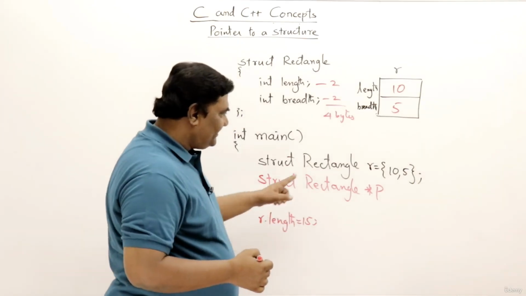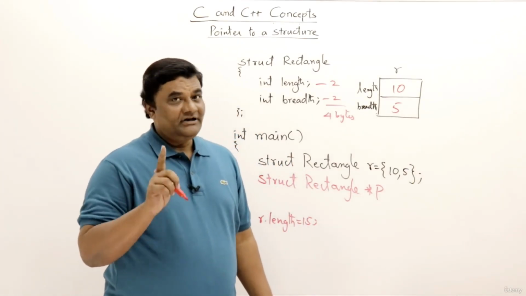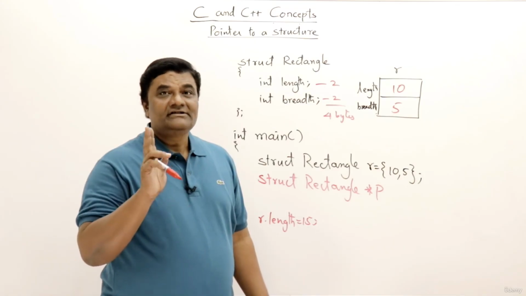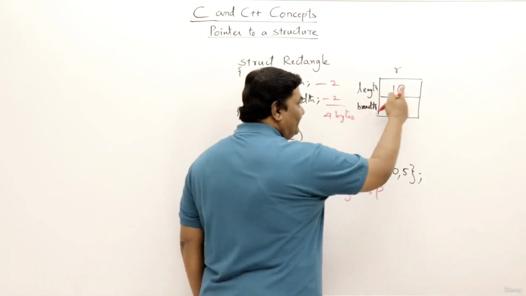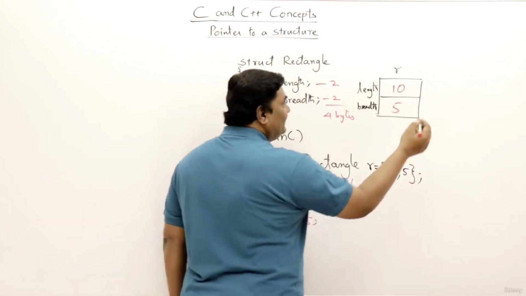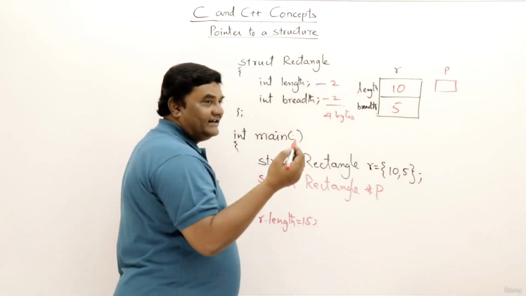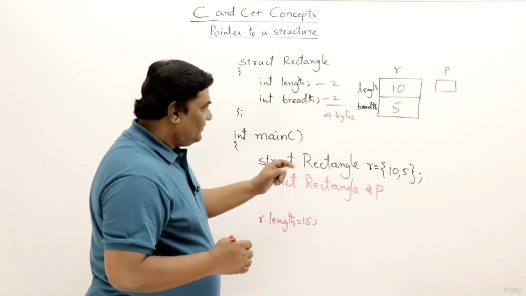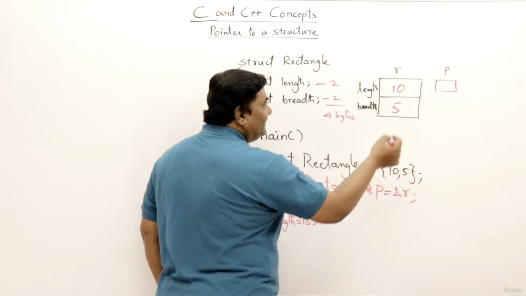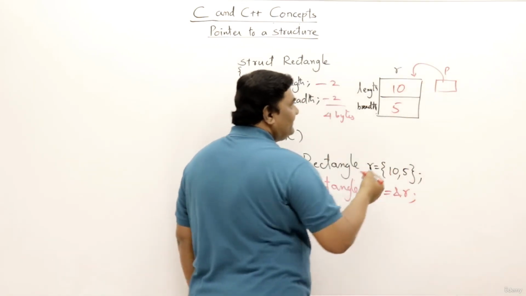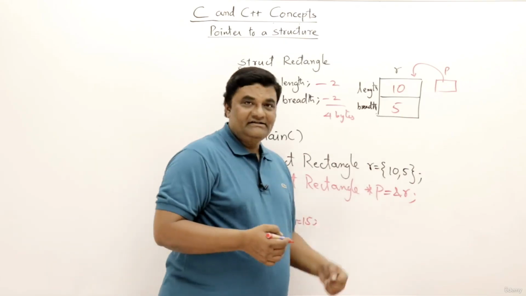Then how much memory does P take? It takes just 2 bytes. Every pointer, whatever the type may be, takes 2 bytes. So let us assume 2 bytes. So pointer doesn't take all 4 bytes. It will not have length and breadth. So let me show you a pointer diagrammatically, just like a simple variable. Now I want to assign the address of this r. So this pointer will be pointing on this variable r. This is declared and initialized.